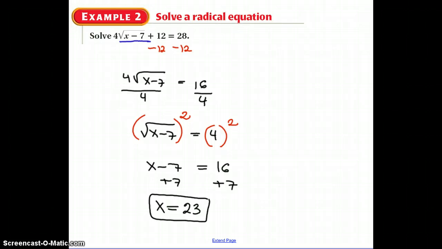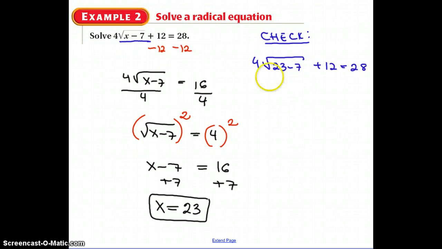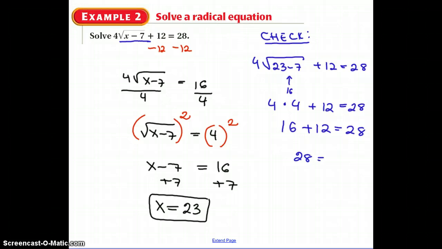Now, as always, we're going to go ahead and double check. So we're going to take our answer and substitute it back into the equation. So we have 4 square root of 23 minus 7 plus 12. And 23 minus 7 is going to be 16. So we get 4 times the square root of 16, which is 4, plus 12 is equal to 28. 16 plus 12 is equal to 28. And we get 28 is equal to 28. So that is correct.